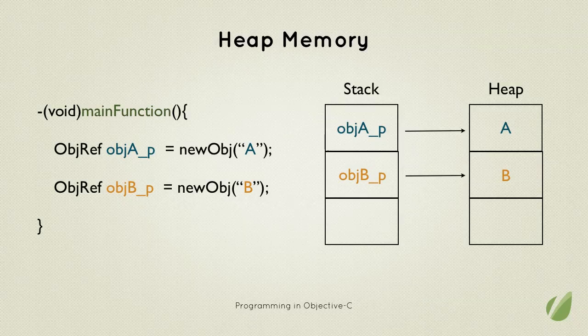Every object created in Objective-C is created in the heap memory, and only a reference to the object is stored in the stack. So you can access objects using a reference, also known as pointer.